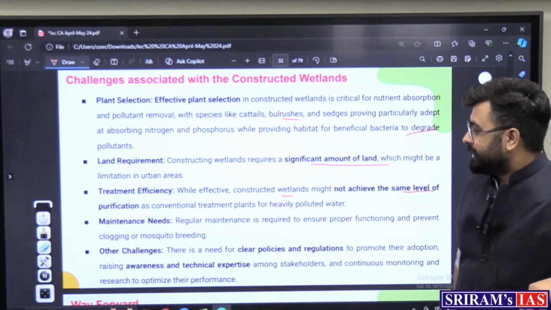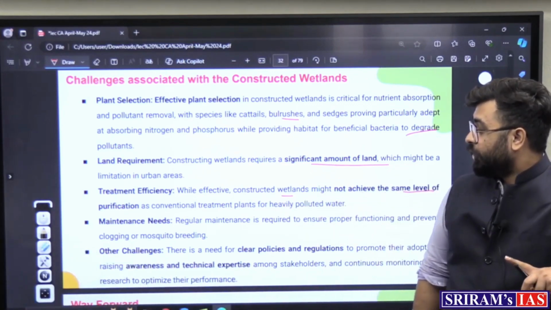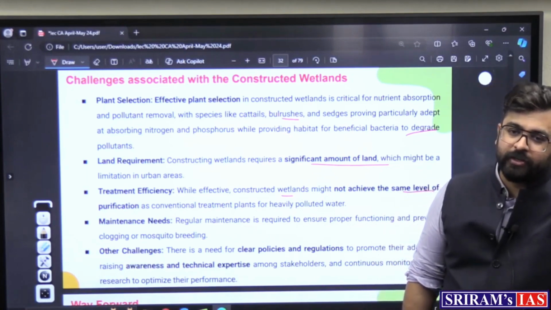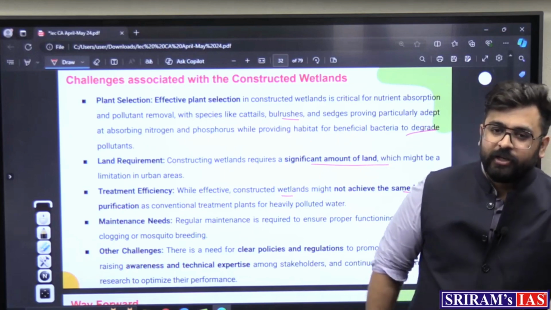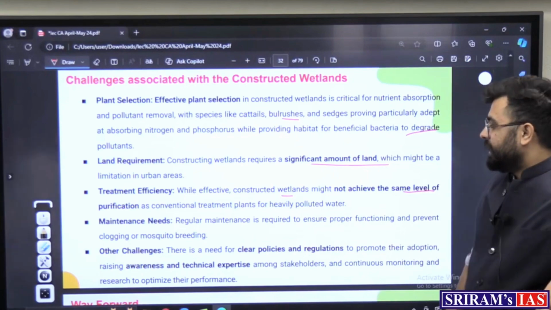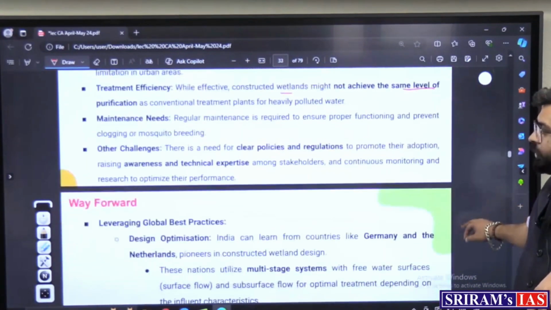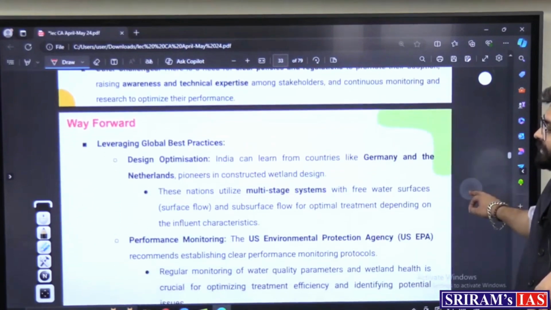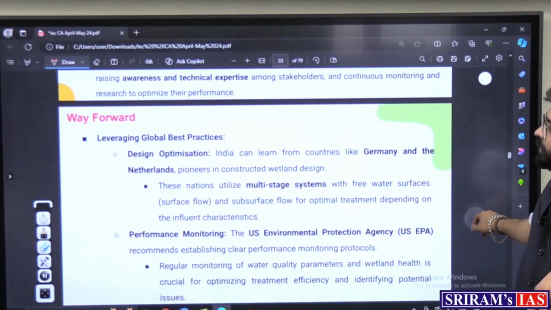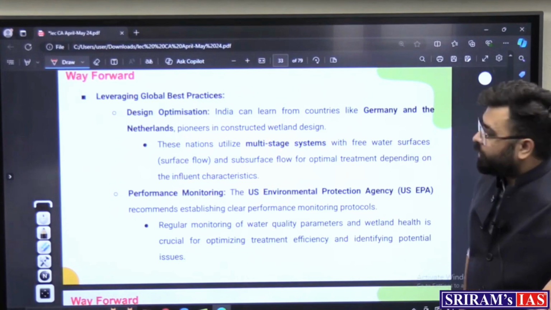Then maintenance. Regular maintenance is required for proper functioning, to prevent clogging and mosquito breeding. Let's say you create an artificial wetland in the center of a city, it will attract negative things as well. Then other challenges like clear policy regulation to promote adoption, raising awareness, technical expertise among the stakeholders, continuous monitoring, research for optimizing them. So what is the way forward?